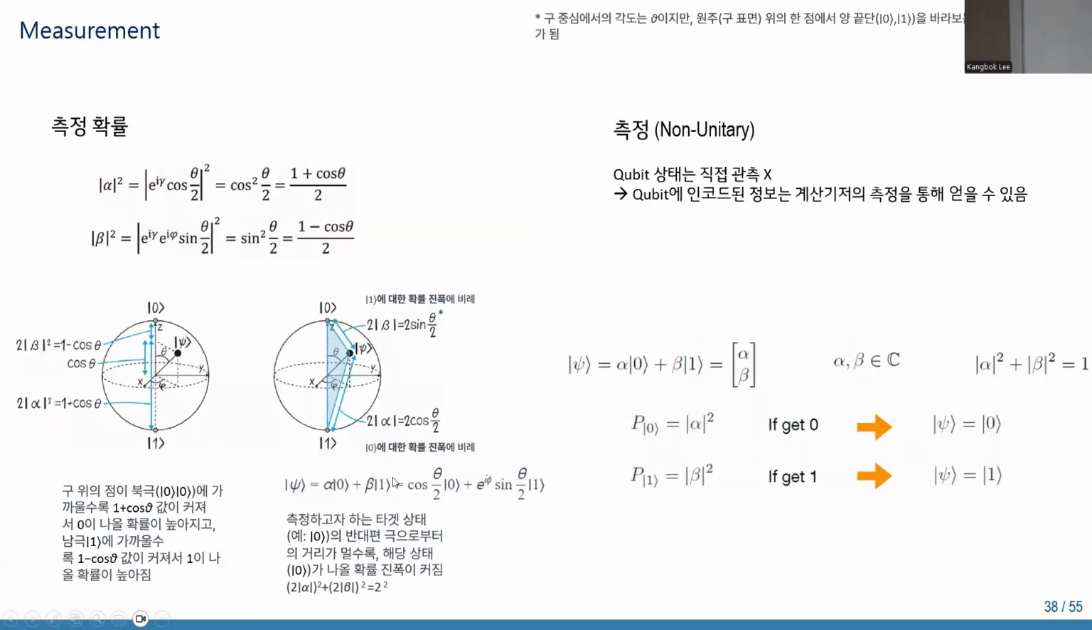So measurement: once you measure something in a quantum state between 0 and 1, it is a superposed state. So once you measure, it collapses to 0 or 1. Yeah, this is a Hermitian measurement. It's non-unitary.